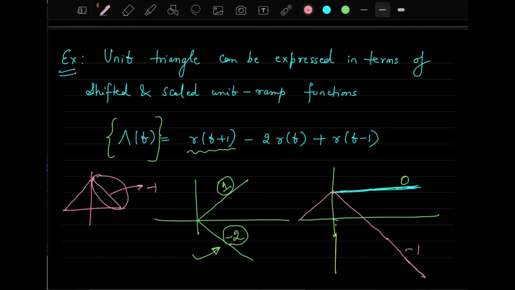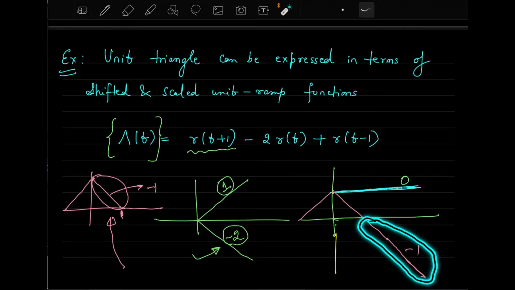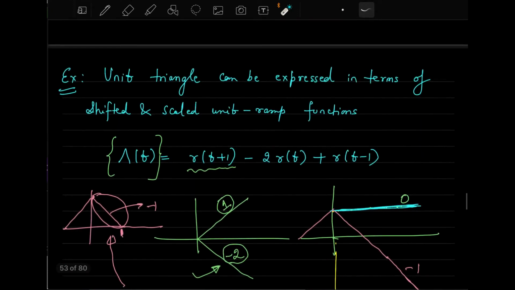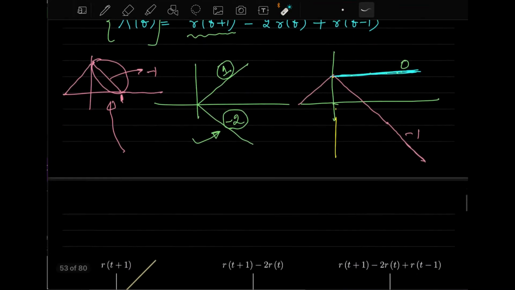Now you see the thing that we wanted was this. That is, there should be no signal after 1. But here we are having this particular thing going on, right? So we have to remove this so that this signal should not be there. How to do that? That can be done by adding r of t minus 1. So if you add r of t minus 1 here, what will happen?